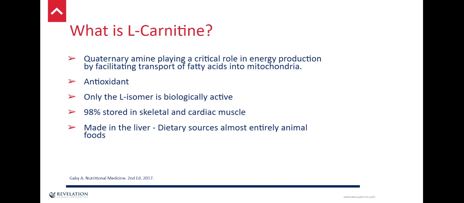98% is stored in the skeletal and cardiac muscle, where it's used to generate energy and power the body. It is made in the liver, but the primary dietary sources are almost entirely animal foods, so it's more likely deficient in vegetarians, vegans, and similar dietary lifestyles. It could also be poorly absorbed in issues like leaky gut.